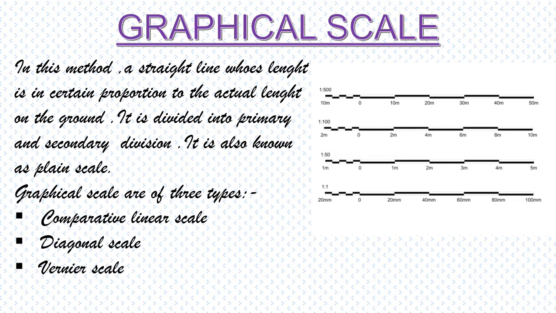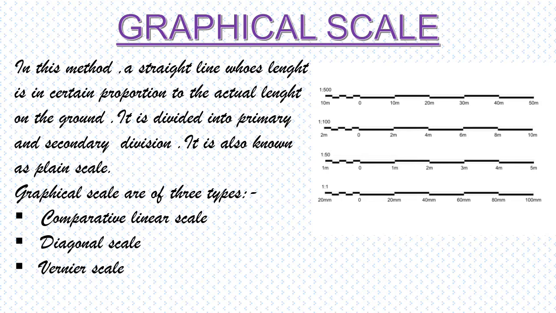If the map is photographically enlarged or reduced, the graphical scale is also enlarged or reduced in the same ratio and remains true to the map. Like statement of scale, this scale can only be used by those who are familiar with the unit of measurement used in the scale. It requires little time in drawing a graphical scale. Graphical scales are of three types: comparative linear scale, diagonal scale, Vernier scale.